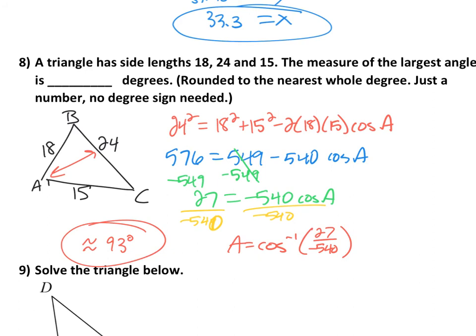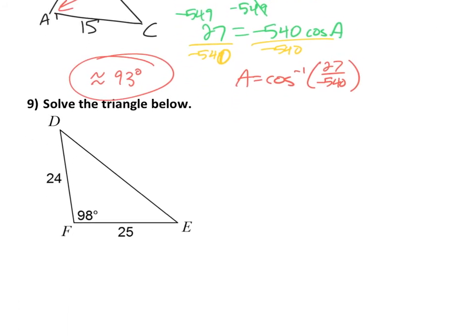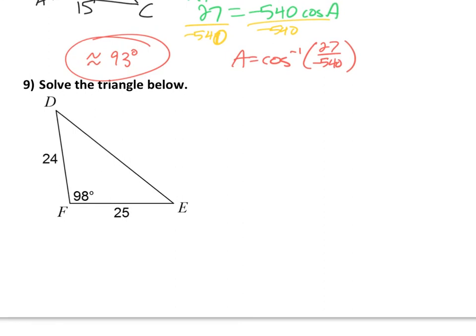Okay, and we had one more there to work through, solving this triangle, okay? Triangle DEF. We're trying to solve for all of the missing information. So in this particular problem, the thing we need to solve for first is side f. Okay, we're going to solve for side f first. So we have f squared equals 24 squared plus 25 squared minus 2 times 24 times 25 cosine 98.